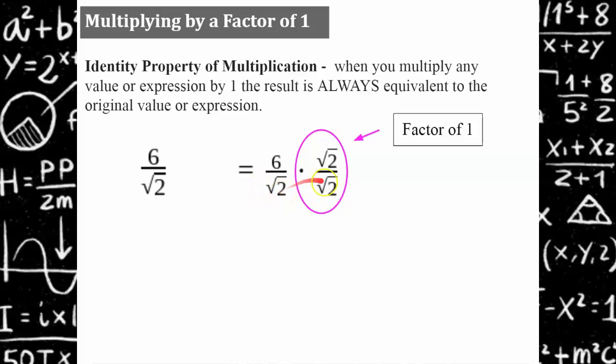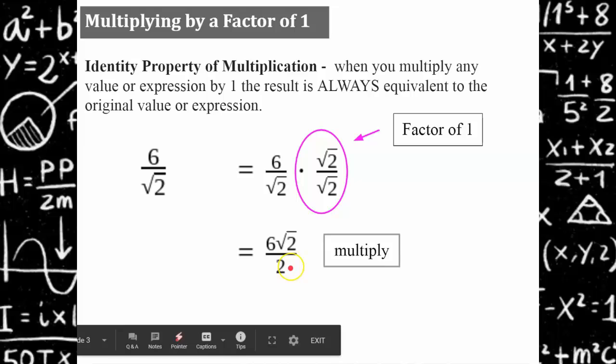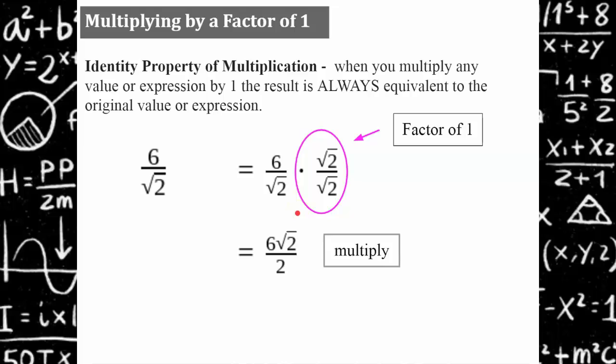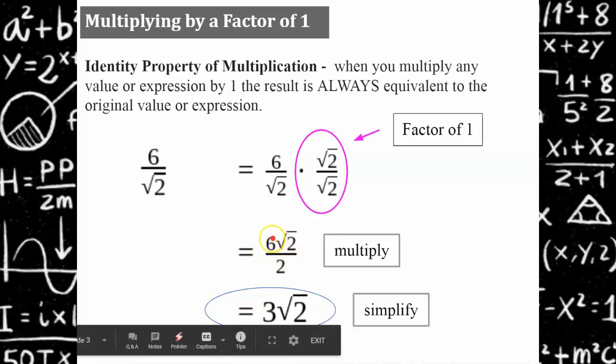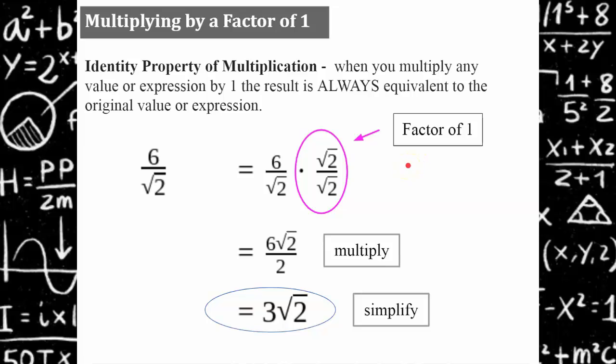The square root of 2 times the square root of 2 is the square root of 4, which is equivalent to 2. Then our numerator has 6 times the square root of 2, which is okay. Following the rules of simplest form, you can have a radical in your numerator, just not in your denominator. So we've multiplied, and there's one last step to simplify. 6 divided by 2 is 3. So our final answer in simplest form is 3 square root of 2. Once again, this rational expression, 6 divided by the square root of 2, in simplest form is 3 square root of 2.